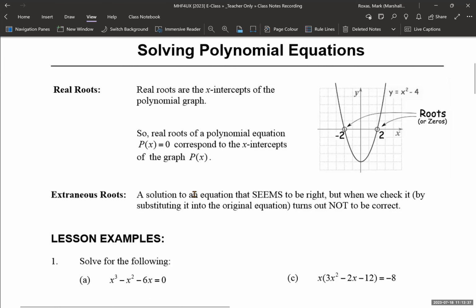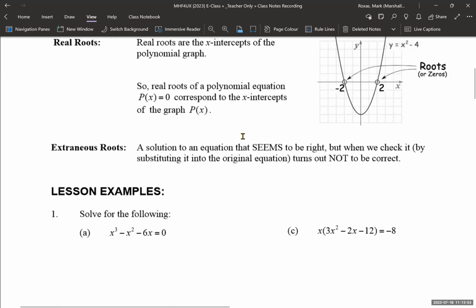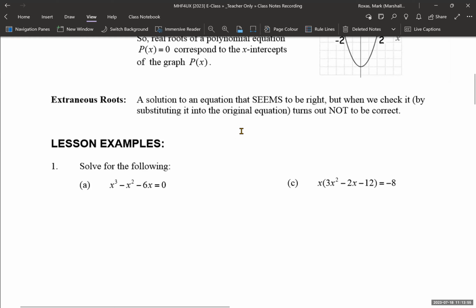Extraneous roots can happen as well. So a solution to an equation that seems to be right, but when you check it by substituting whatever you solve for x into the original equation, turns out not to be correct. And we'll see some examples of where that can occur. So the whole point of this lesson is just to go through some examples on solving for the roots.